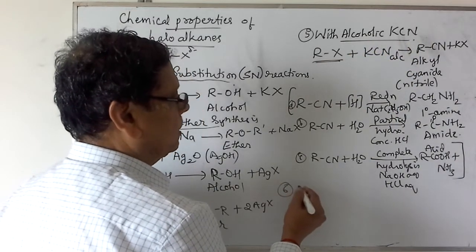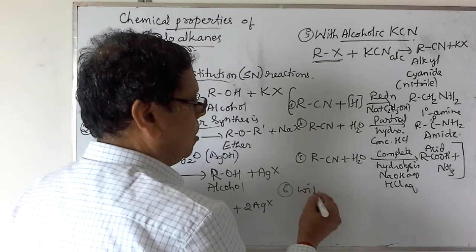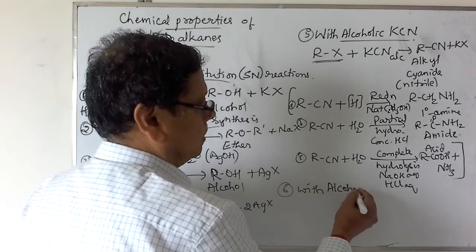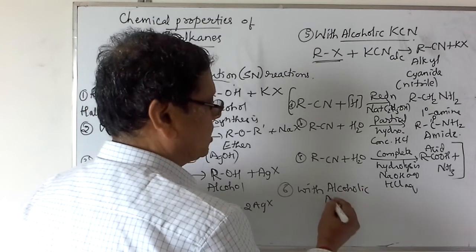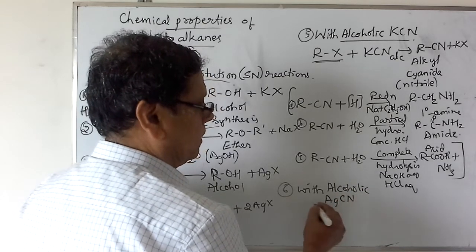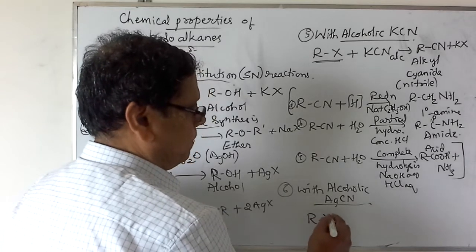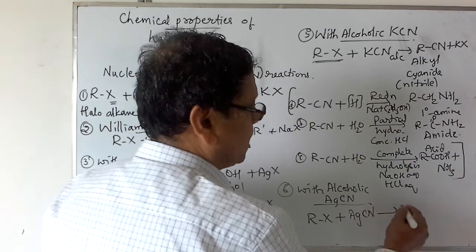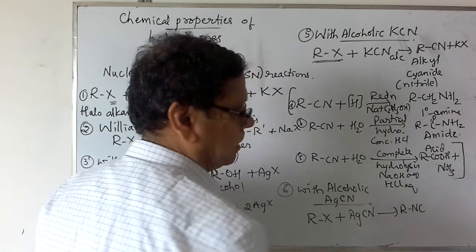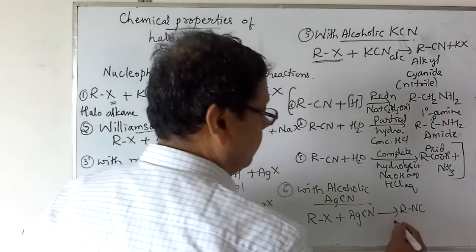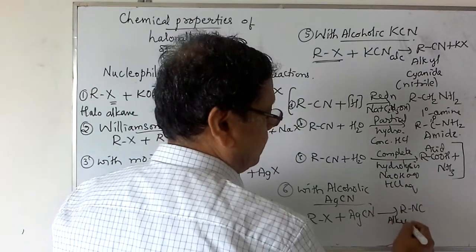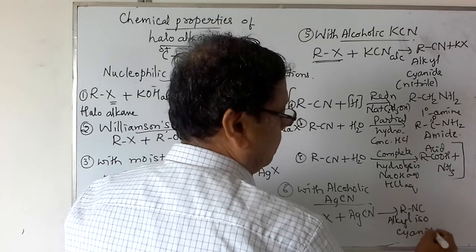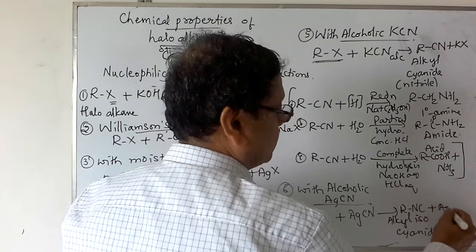Then when you go for alcoholic silver cyanide, AgCN, RX plus AgCN, we get this alkyl isocyanide, RNC, alkyl isocyanide, along with the formation of AgX.